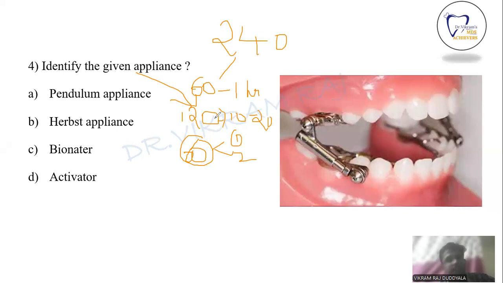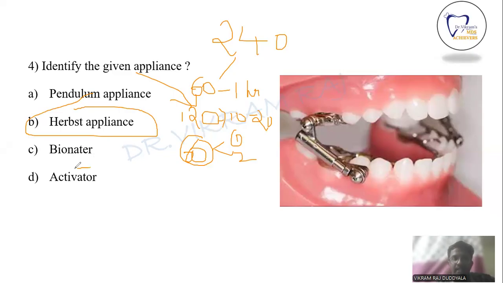If you don't know, then leave the question. For "identify the given appliance" type questions, if you know it, you will answer in a matter of 10 seconds. That is the appliance. If you don't know, even if you break your head, you will not be able to get the answer. And also sometimes you need to think in a subtraction manner.